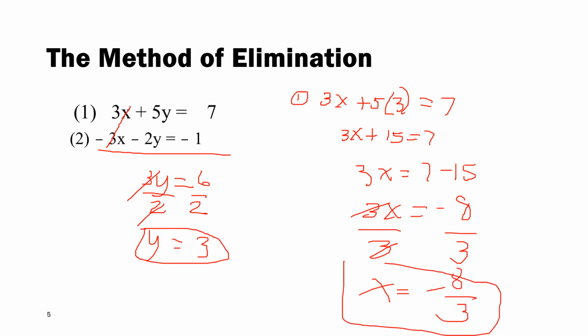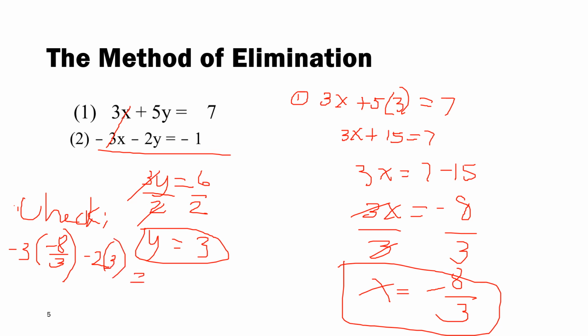Okay, now how will you know that your answer is correct? You need to check. For example, we're going to check using equation 2. I think it's easy, no? So this is for checking. Let us check using equation 2. Negative 3 times negative 8 over 3, minus 2 times 3, equals negative 1.